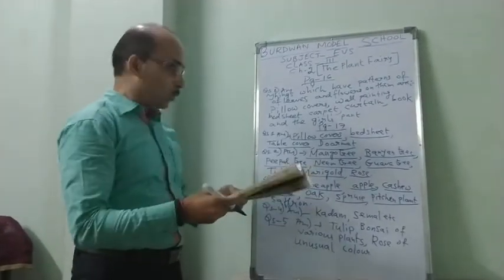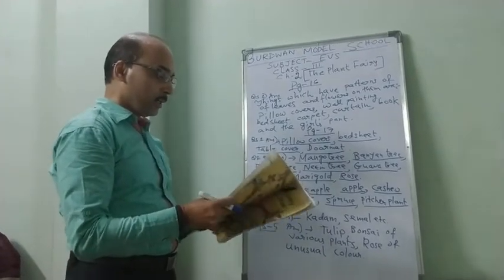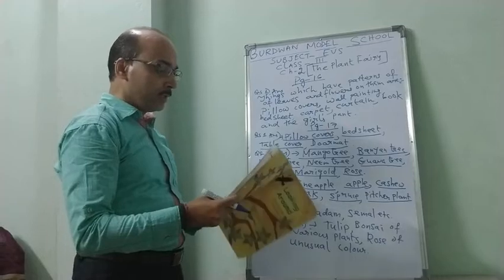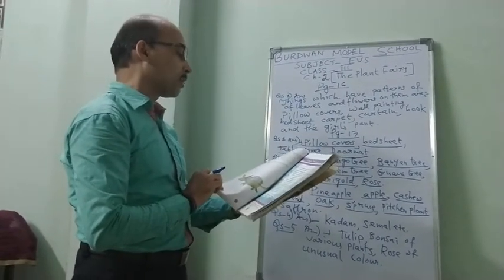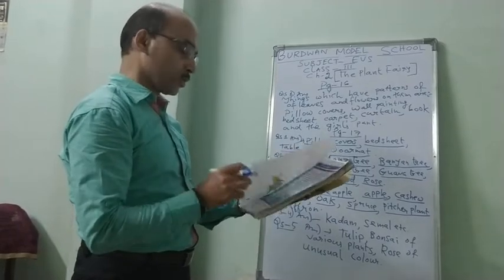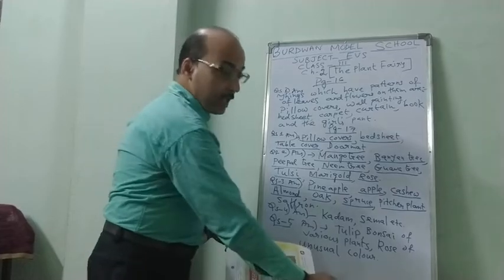So up to this much we have completed today. Next day we will carry on with Friendship with the Tree, page number 18, where some 3 questions are there. We will carry on with that in the next class.